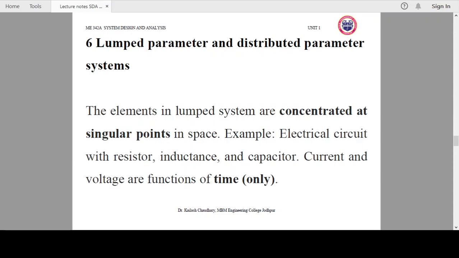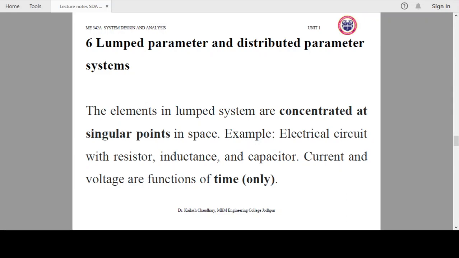Then comes the lumped parameter and distributed parameter systems. The elements in a lumped system are concentrated at singular points in space. Examples are electrical circuits with resistors, inductance, capacitors, with current and voltage functions of time only. This you can understand by the simple example of loading patterns, which many of us are aware of once we study mechanics of solids or mechanics in engineering courses. We come across point load and distributed load problems on a beam.